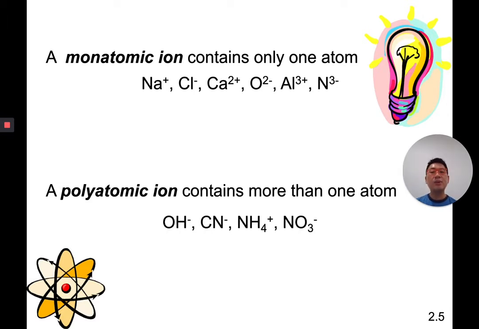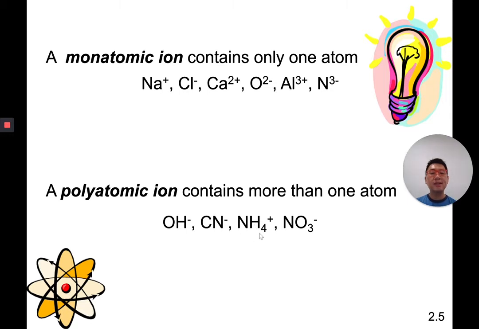Here are examples of polyatomic ions. OH minus, which is also known as hydroxide, is a -1 charge. That means it gains an electron somewhere. We'll get to why later. CN minus, also known as a cyanide ion. Carbon and nitrogen together gain 1 electron.